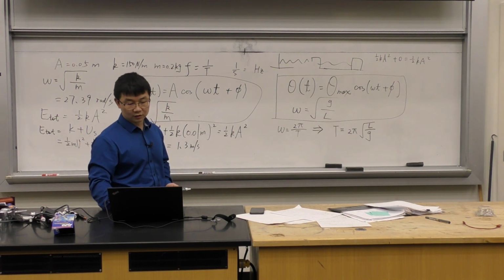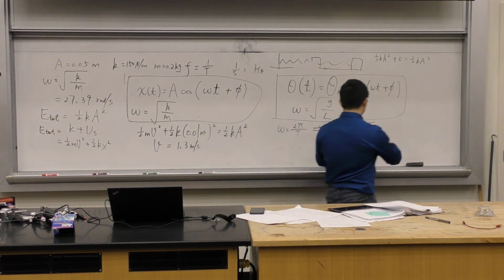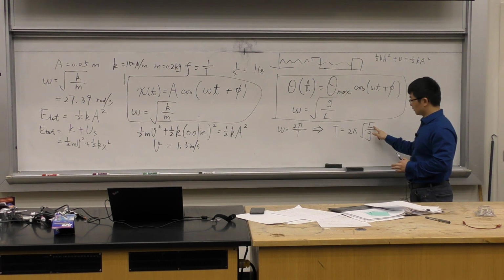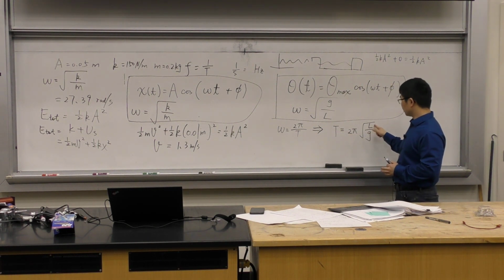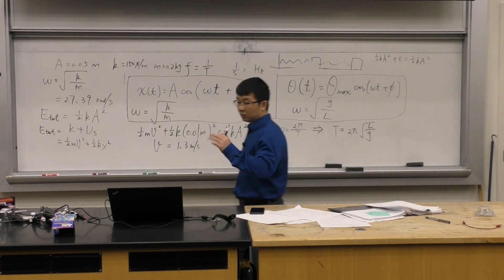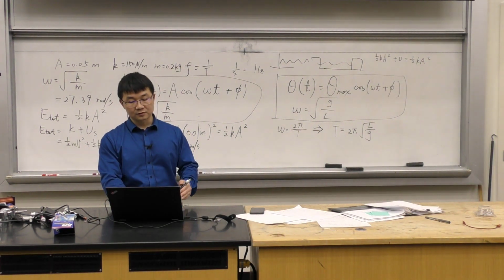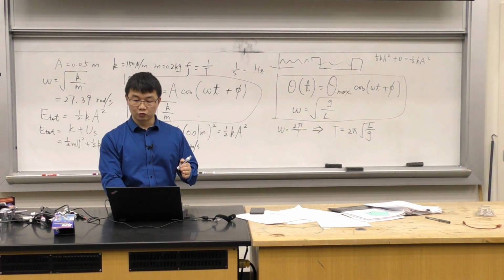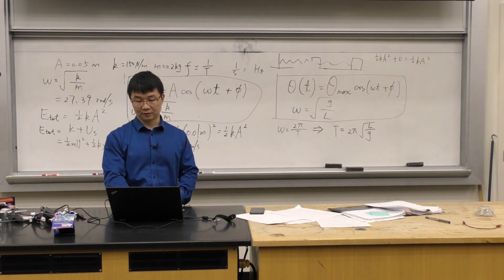So what you can do is this: the only thing you need is to measure the length. The period depends only on the length. 2 pi is a constant, little g is a constant. And that's very good, because that theory can be used to make a clock.